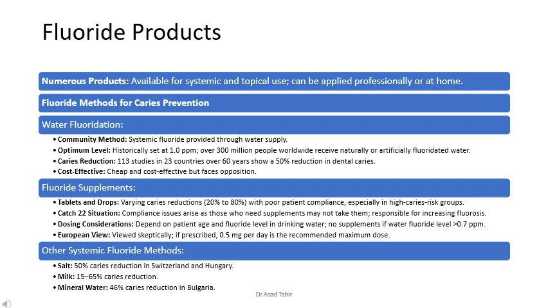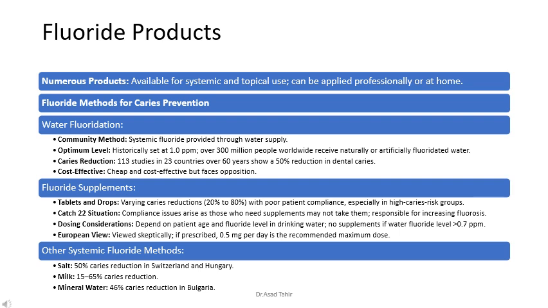Fluoride methods for preventing cavities. Water fluoridation. Adding fluoride to community water supplies. Historically set at 1.0 ppm, parts per million. Shown to reduce cavities by 50% in 113 studies across 23 countries over 60 years. Cost-effective but faces some opposition.